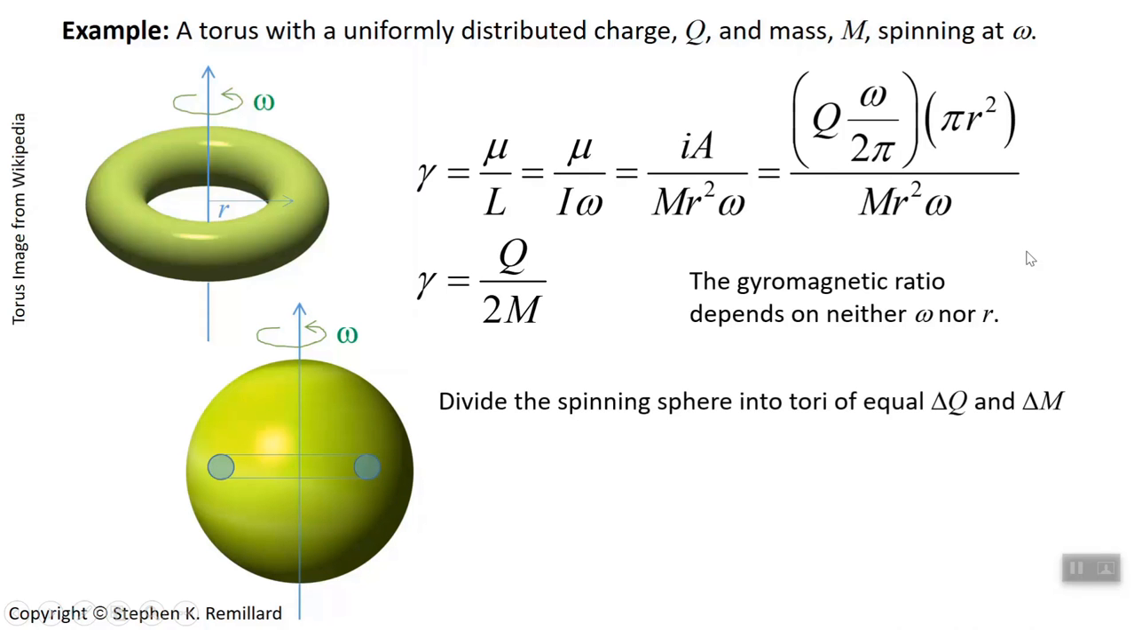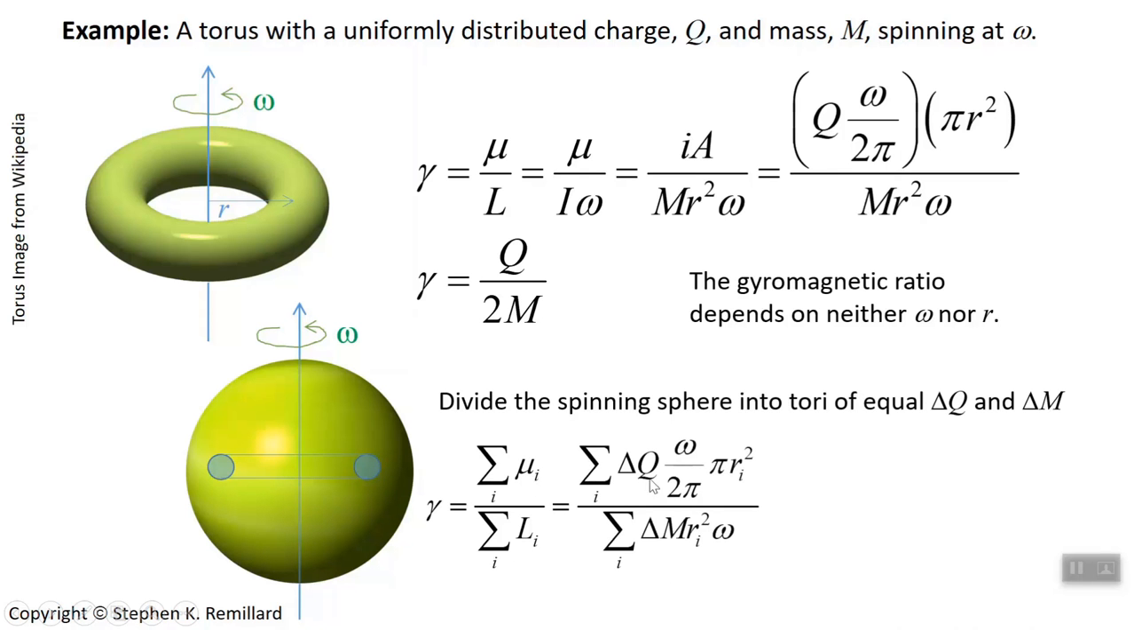So by dividing the sphere into tori of equal charge and mass, because we do have to go on the assumption that charge and mass are uniformly distributed throughout here. With that assumption, you can just say every toroid has the same charge, I'll call it delta Q, and imagine the limit as that delta Q goes to almost nothing, and each toroid has the same mass, called delta M, also very, very small. Then the gyromagnetic ratio for the sphere is the magnetic dipole moment divided by the angular momentum, and we can write up the magnetic dipole moment for each one of these toroids, and we can write down the angular momentum for each one of these toroids.